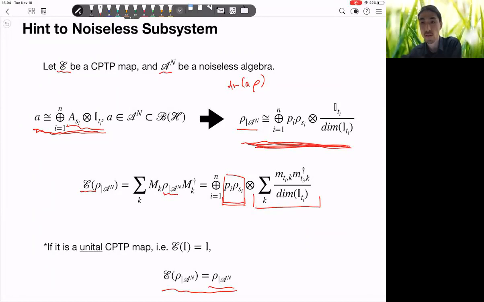Yes. So in this case, I said the noiseless subsystem means that the Hilbert space supporting this density matrix rho is a subsystem that is invariant under the action of the CPTP map. But the block diagonal decomposition is the same, right? Whether it's the operator or the density matrix. Uh-huh, yeah. Okay, thanks.